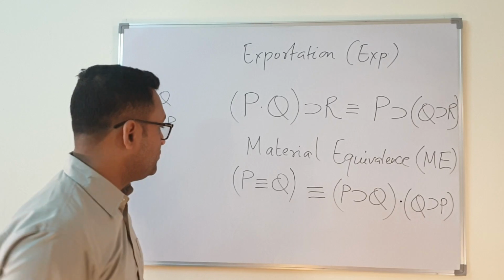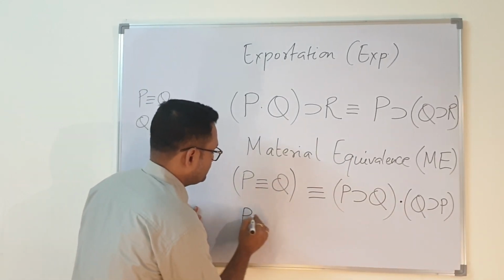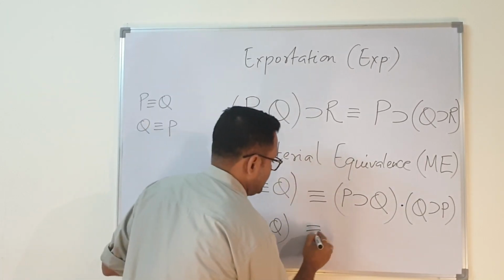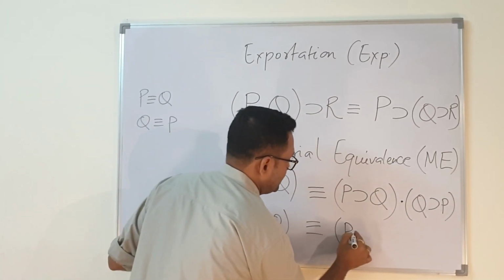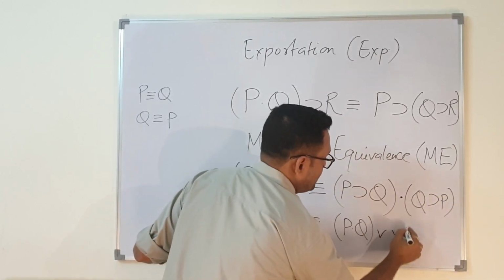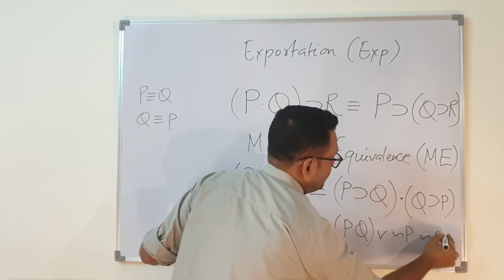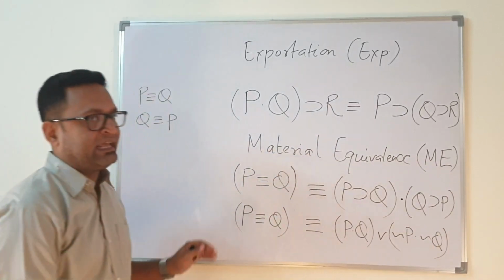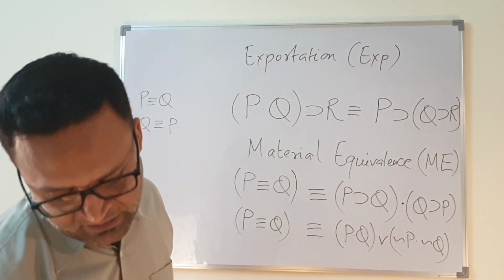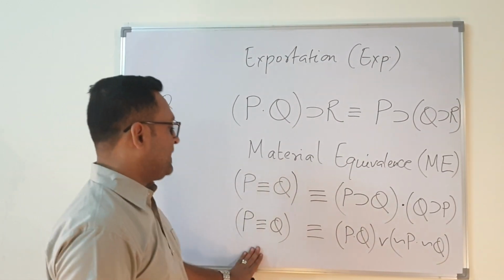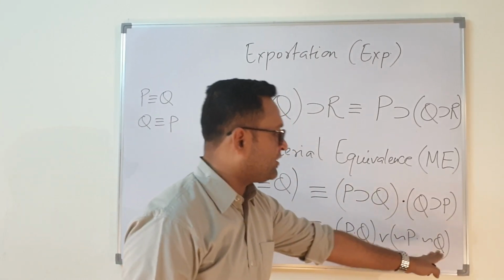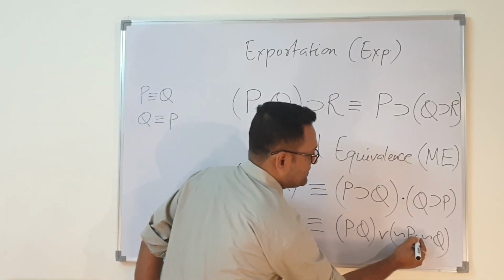There is another rule for P triple bar Q, that is equivalent to (P . Q) wedge (~P . ~Q). So if you get an expression like this, and if I am not wrong, I may have to check this one. Yes, I am right. So P triple bar Q is equivalent to (P . Q) wedge (~P . ~Q). So this is another expression for it.